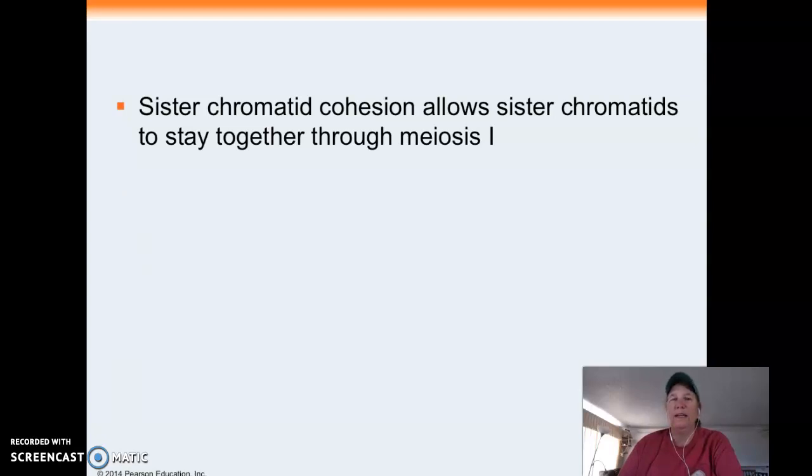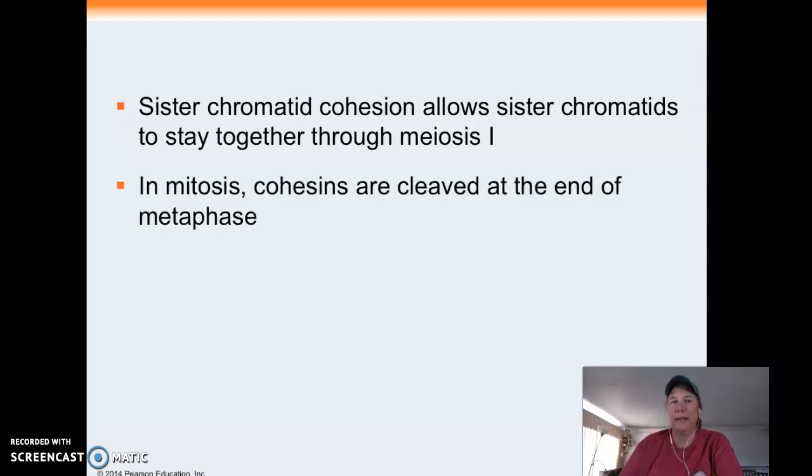Okay. And then the chromatid cohesion, in other words, allows the sister chromatids to stay together. You don't want it to break up. You want it to stick together. So then when it goes through the next division, it splits into chromatids. Okay. In mitosis, the cohesions cleave at the end of metaphase. So in other words, when they split into the chromatids, that's when they start to cleave in mitosis. Well, that doesn't happen until meiosis 2 in metaphase.